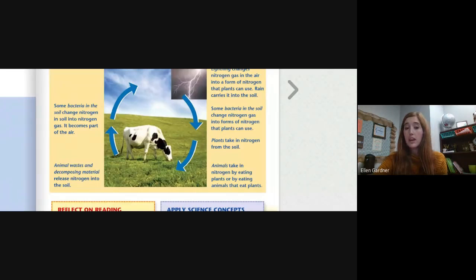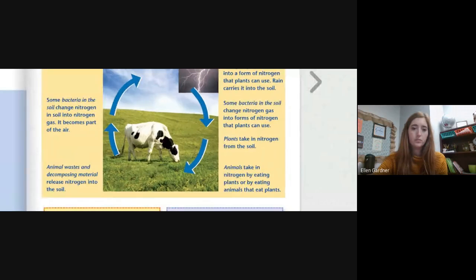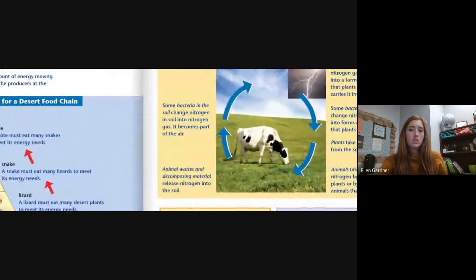It becomes part of the air. And animal wastes and decomposing material release nitrogen into the soil. So animal wastes, so when they go to the bathroom, and decomposing material, it could be a decomposing animal or plant, that's releasing it into the soil. So that is the nitrogen cycle.